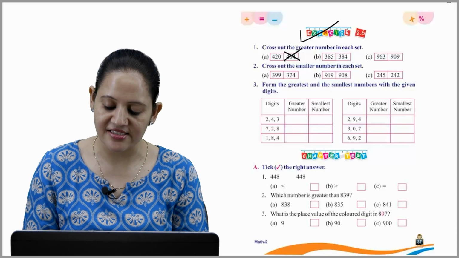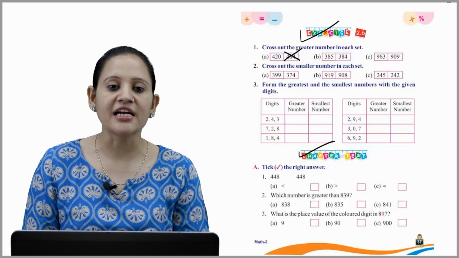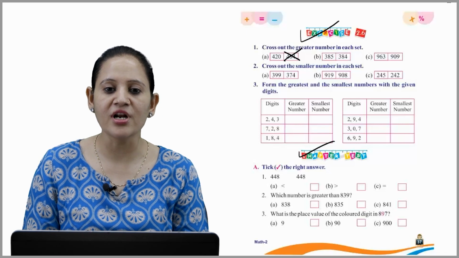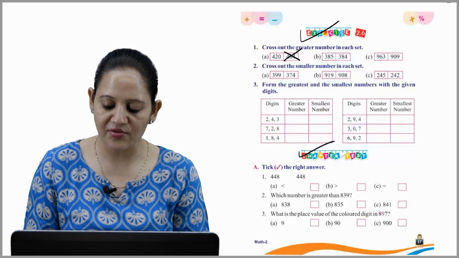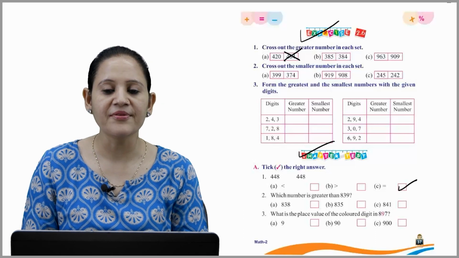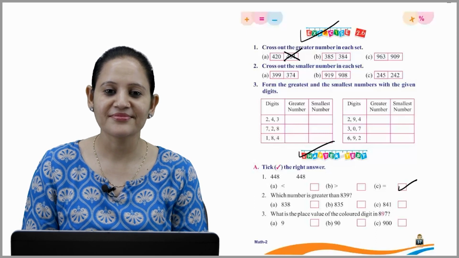Next is chapter test. Choose the right answer. 448 and 448. Both numbers are equal, so we'll put the equal sign. So C is the correct option here. Here we end the chapter. I hope आप सबको chapter अच्छे से समझ में आ गया होगा. Now you have to practice it.